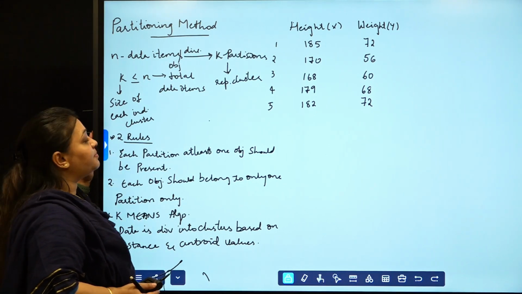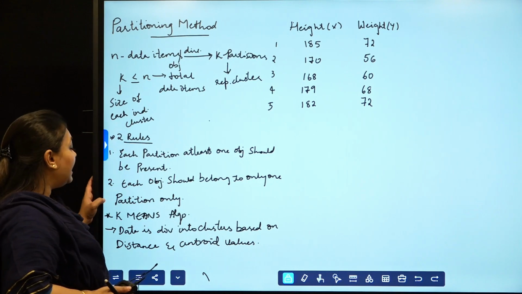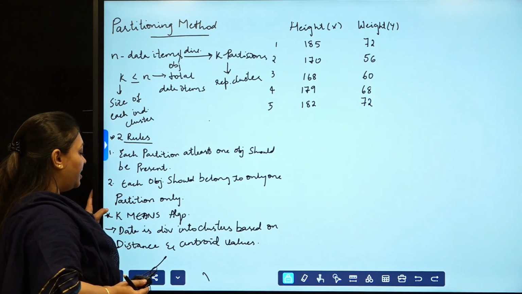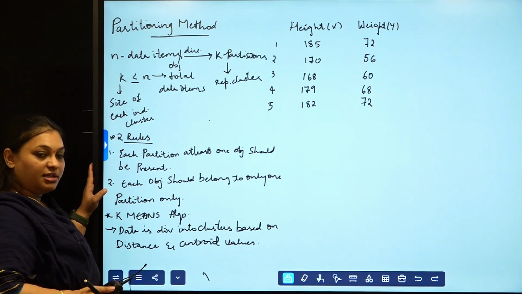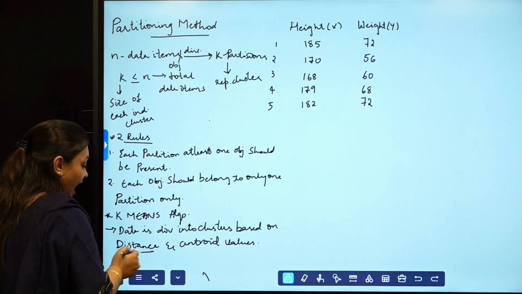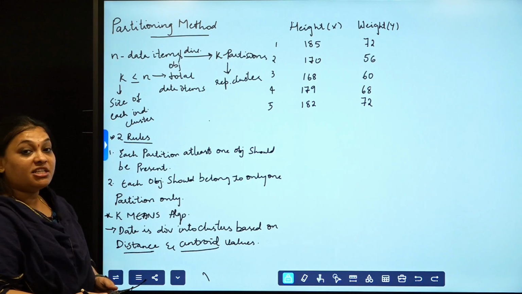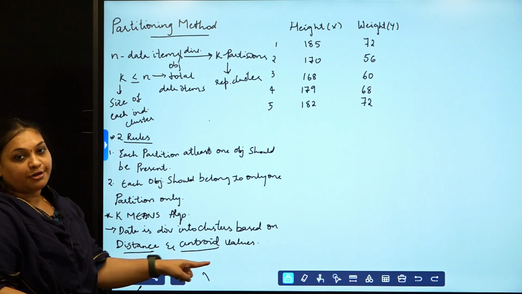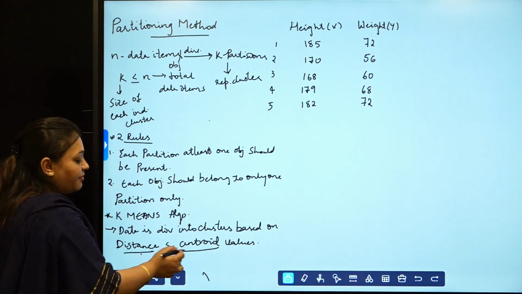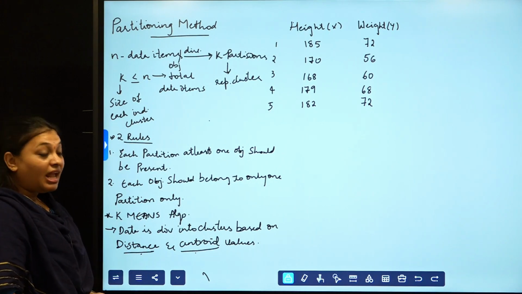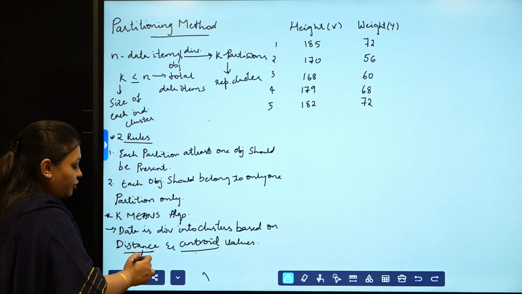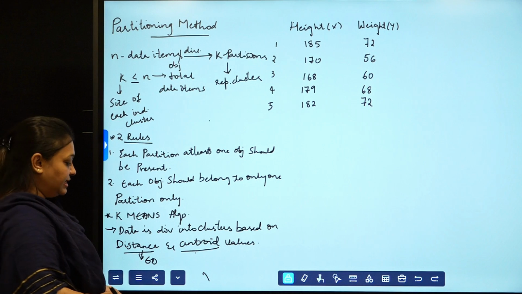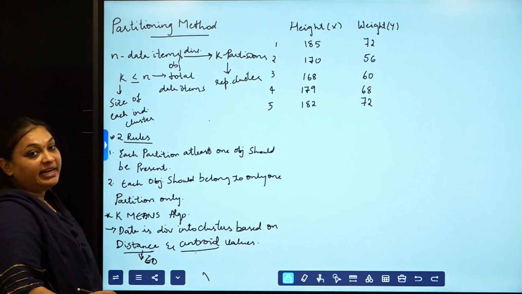Now to solve this partitioning method, we are going to use the k-means algorithm. What do you mean by the k-means algorithm? Here the data is divided into clusters based on distance and centroid. What parameters are we using here? We are going to calculate distance and we are going to calculate centroid. For distance, we are going to use ED. ED stands for Euclidean distance.